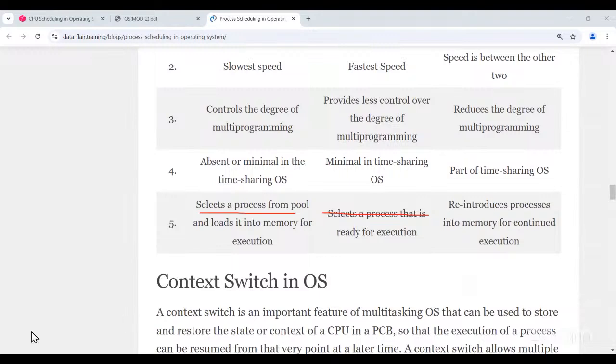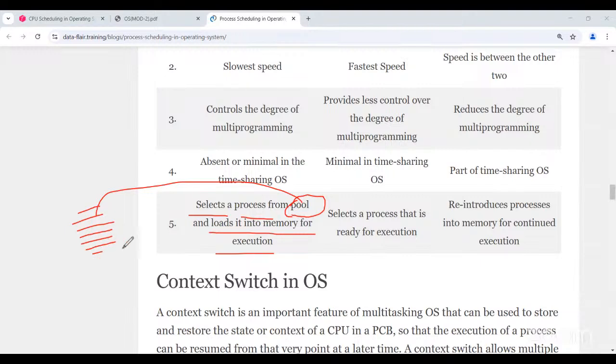The next point is that the long-term scheduler selects a process from the pool and loads it into memory for execution. Pool means the pool contains so many processes to be executed. This is the pool of processes. So it will take more time to execute.